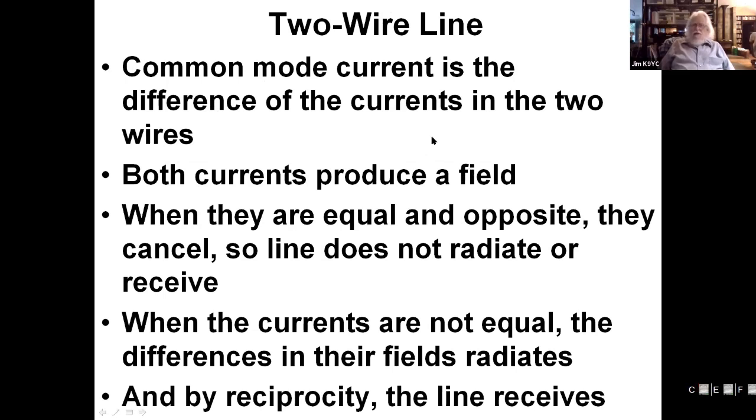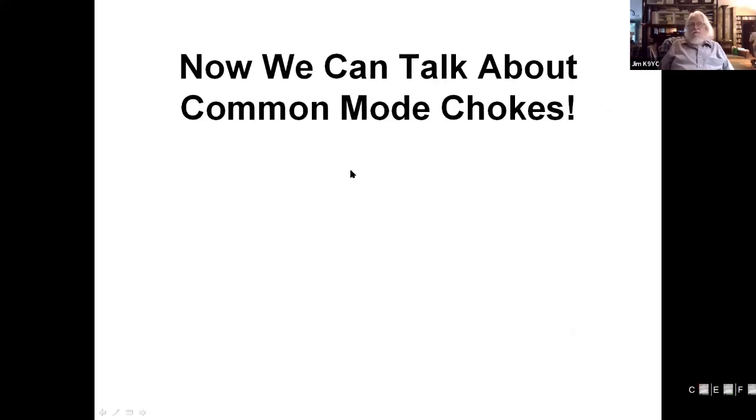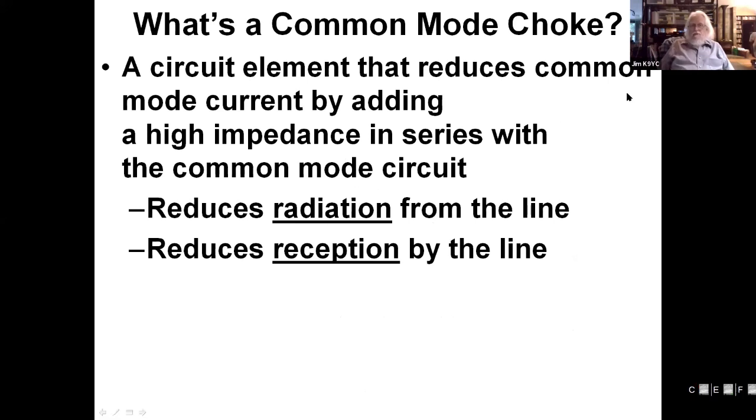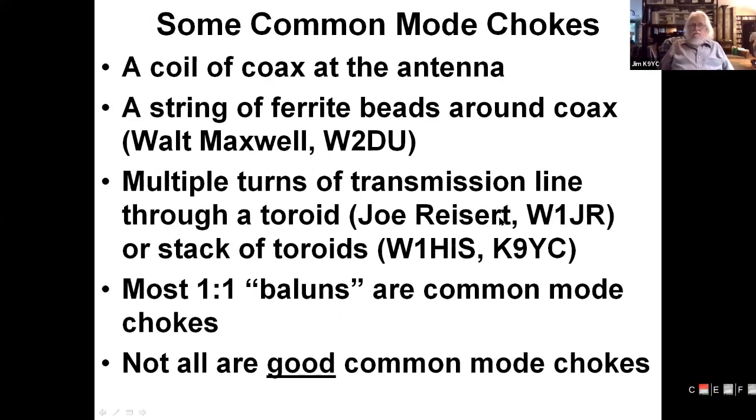So in two-wire line, when the two currents are equal, there's no radiation. When they are not equal, there is. And all of this, of course, works both for receive and transmit because of reciprocity. So now we're ready to talk about common mode chokes. It's a circuit element that reduces common mode current by adding a high impedance in series with the common mode circuit. It reduces radiation from the line and reduces reception from the line.